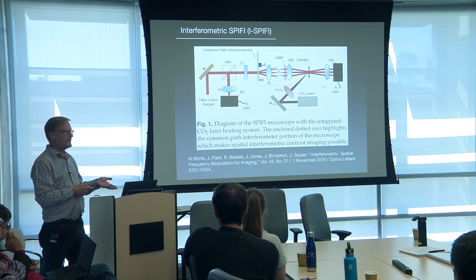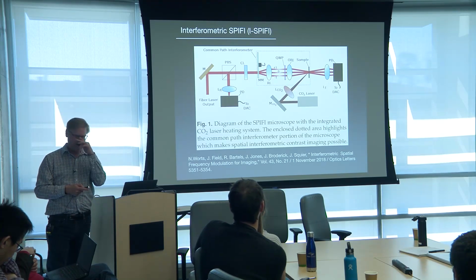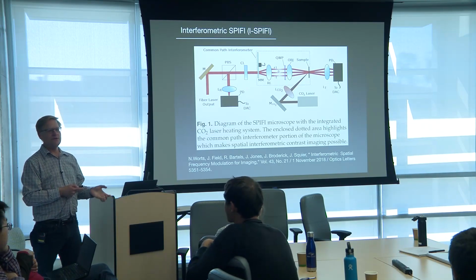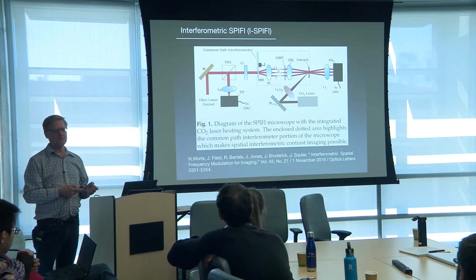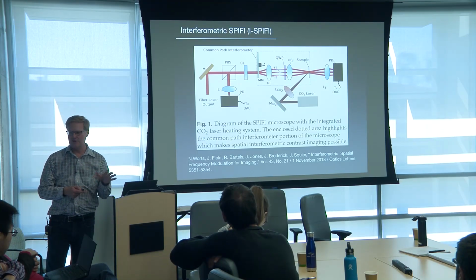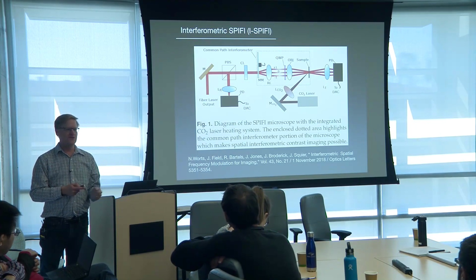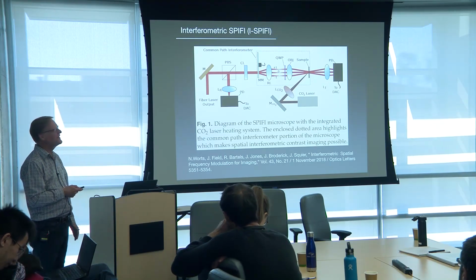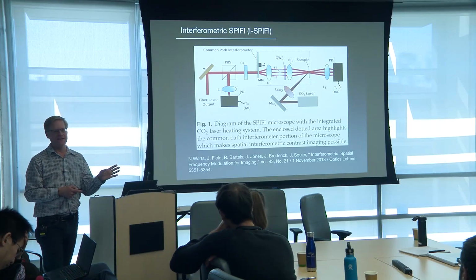And so my hypothesis was, because I've got a common path interferometer built into the system, I should be able to do phase imaging. So then I went on the search. I went to Photonics West, and they have a whole section on phase imaging, and I sat down and asked, what is a phase object? And it turns out it's different for everyone in the world. So this is my definition of a phase object.